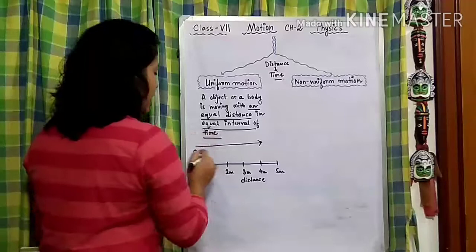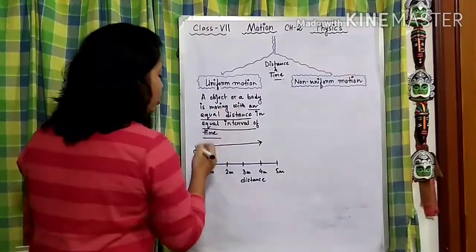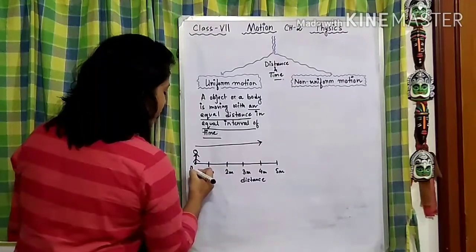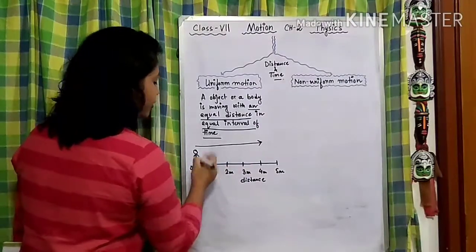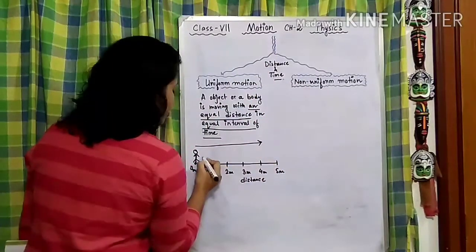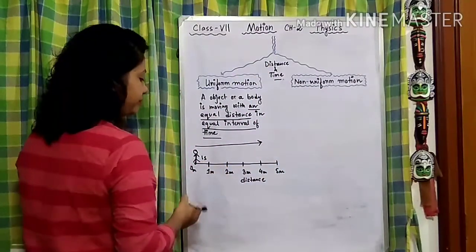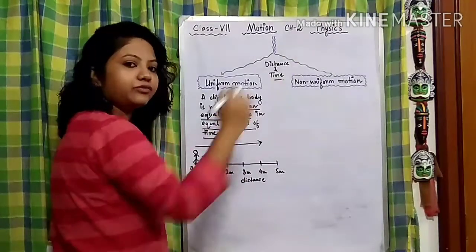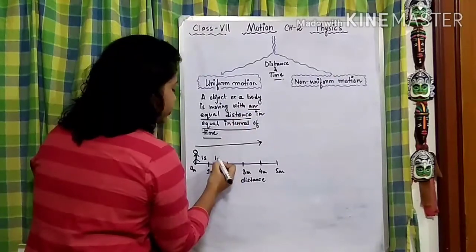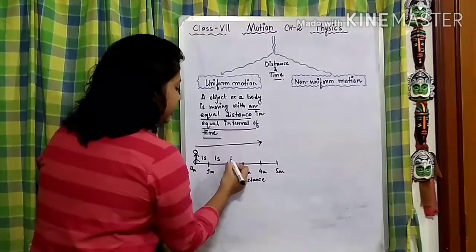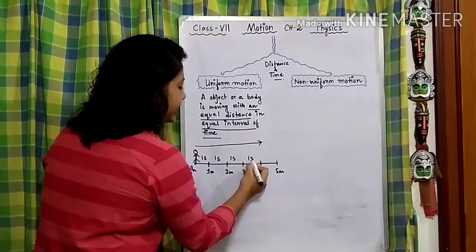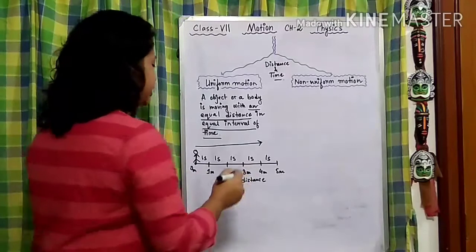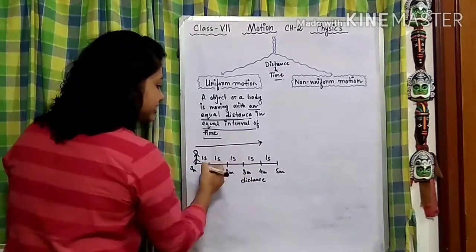Now this person starts moving. What is the time interval? How long is he taking? He started moving from 0 meter, and for reaching 1 meter he took 1 second of time. Once he reached 1 meter, he headed for 2 meter. Once again he took 1 second. Similarly, he took 1 second for each of the meters he crossed.